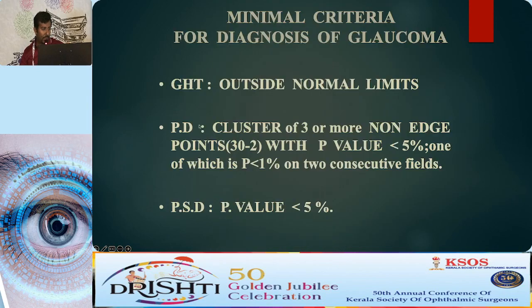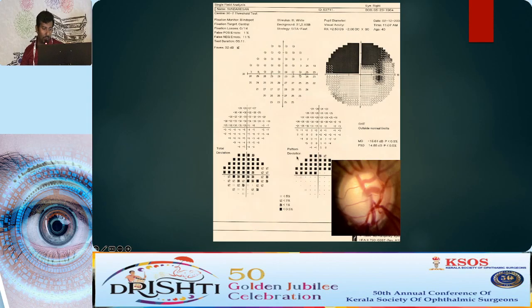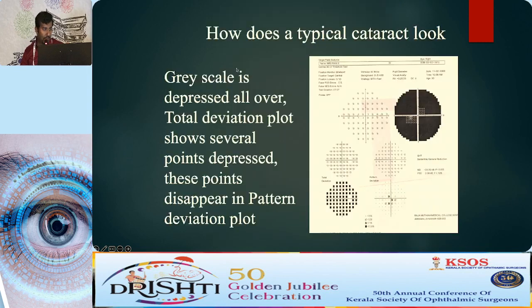And of course, for diagnosis of glaucoma, Anderson's criteria, you also have to look at the glaucoma hemifield test and a cluster of 3 or more non-edge points in a 30-2, or if it's a 24-2, you can consider the edge points also, with a p-value less than 5%, at least one of which is p less than 1%, on two consecutive fields, because fields are not very reliable. You have to check it on at least two consecutive fields. So this is again the same one.